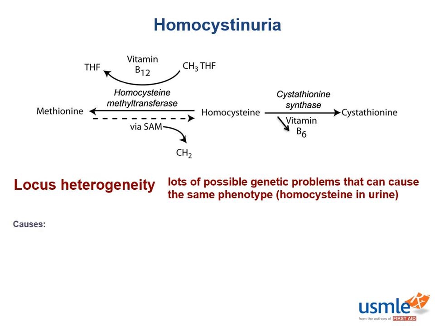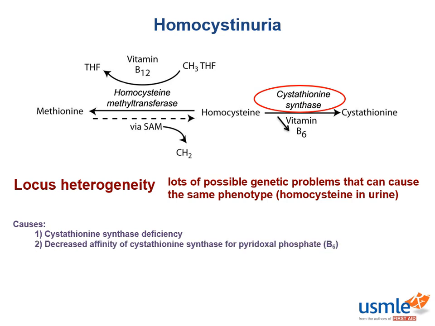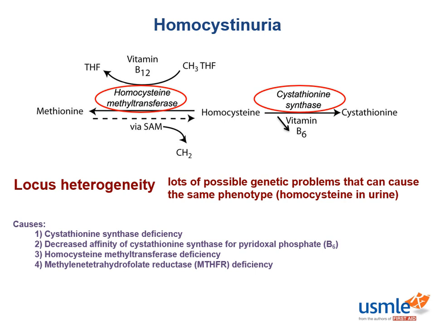First, a cystathionine synthase enzyme deficiency can cause homocystinuria. Next, a decreased affinity of cystathionine synthase for pyridoxal phosphate, which is an active form of vitamin B6, can also cause it, and both of these two would prevent the formation of cystathionine. A homocysteine methyltransferase deficiency could also cause homocystinuria, and this would prevent the formation of methionine. Lastly, a methyl N-tetrahydrofolate reductase, or MTHFR deficiency, could also cause homocystinuria.